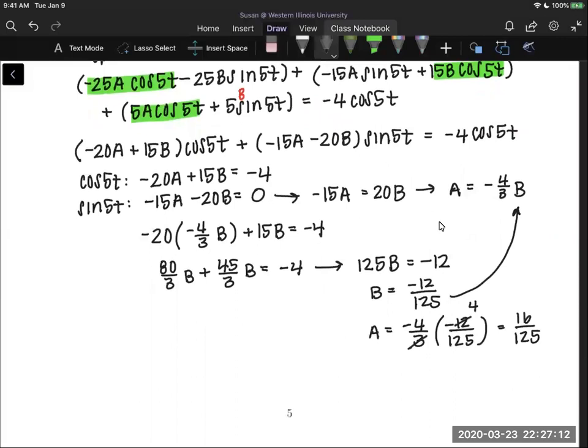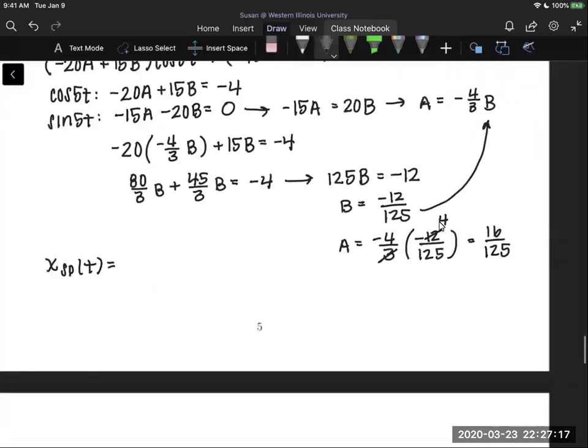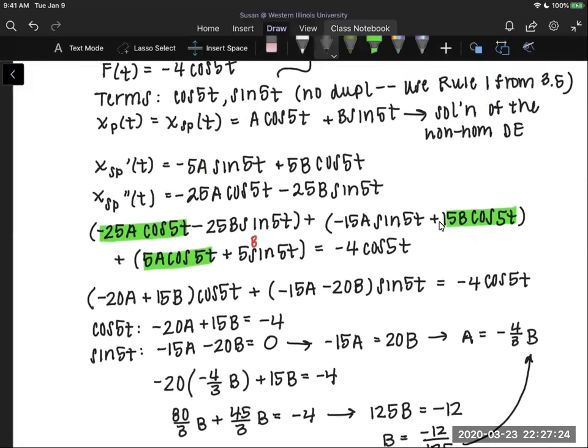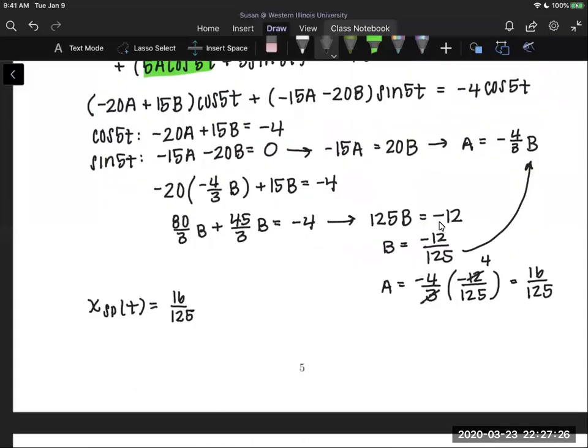Let me now write out what my current steady periodic function is. I have 16 over 125 cosine of 5t minus 12 over 125 sine of 5t. All right, so at this point you have a solution for the steady periodic function. However, we'd like to reduce this to a single cosine function.